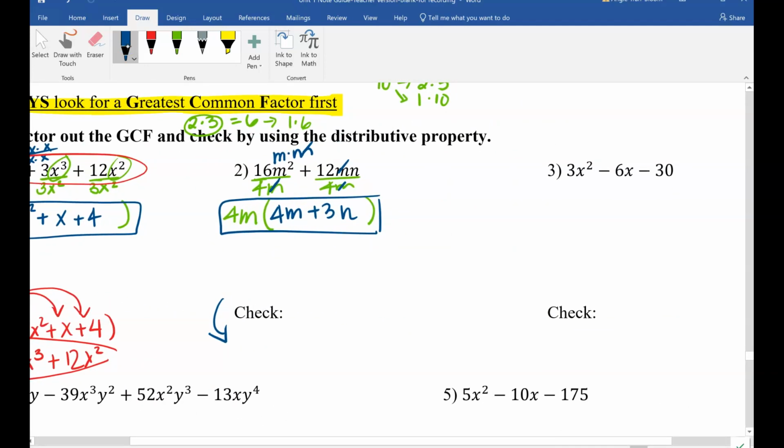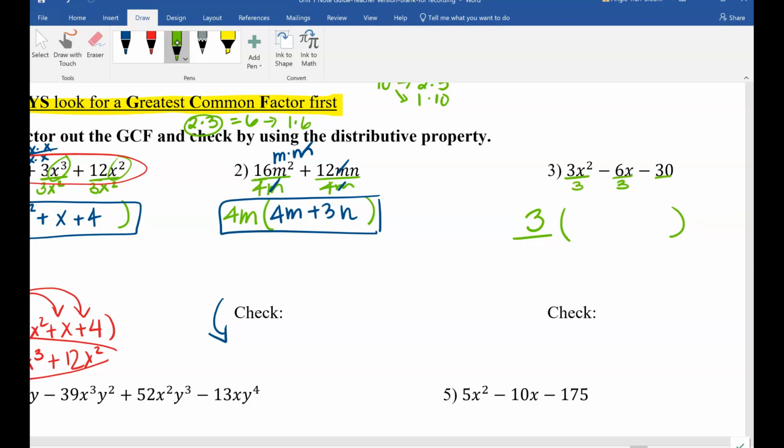Example 3. Go ahead and try to find the GCF on your own. What do you think the GCF is? I want you to give it a good chance to figure it out. Hopefully you said just 3. Then we're going to divide each and every term by 3. So that's going to give us just an x squared minus 2x minus 10. And box that up. And go ahead and check that for me down here.